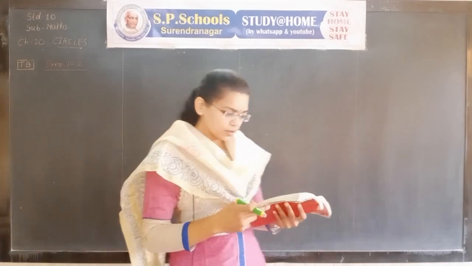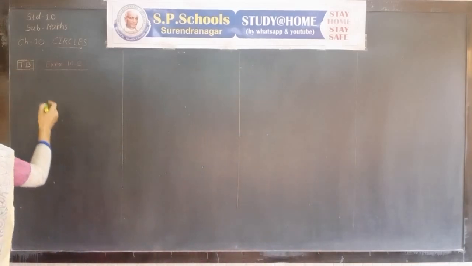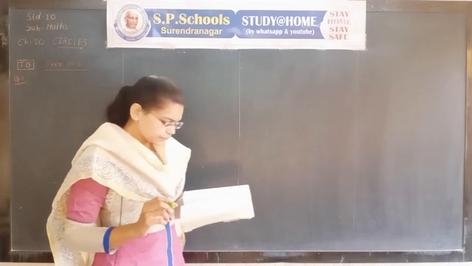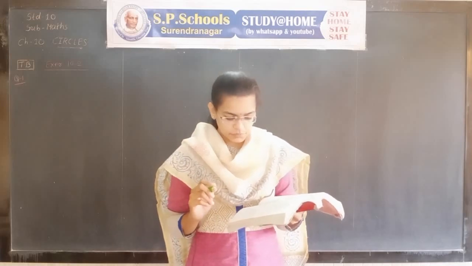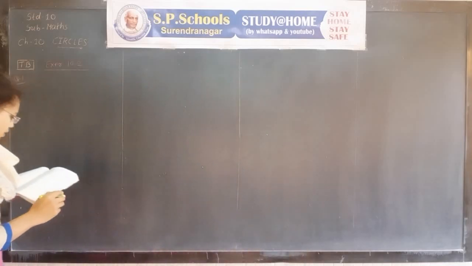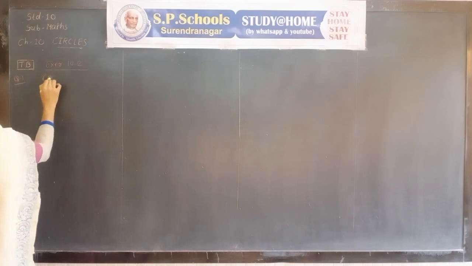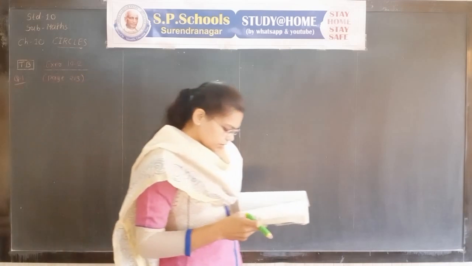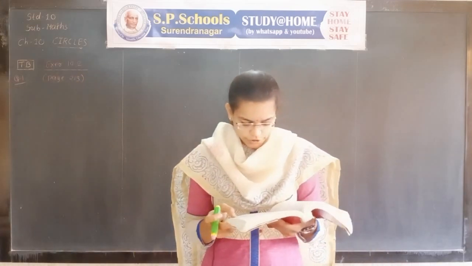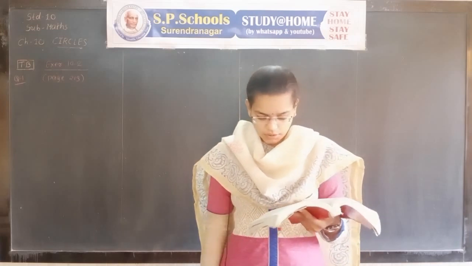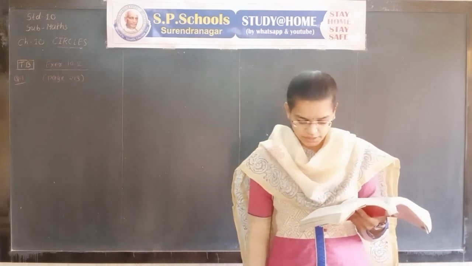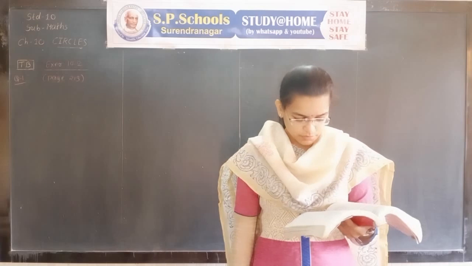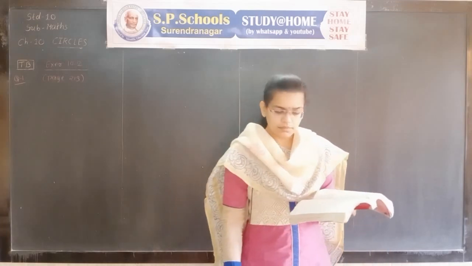See, on page number 213, question number 1, 2, 3: choose the correct option and give justification. Question 1 is on page number 213. First one: from a point Q, the length of tangent to a circle is 24 centimeter and the distance of Q from the center is 25 centimeter. The radius of circle is blank.